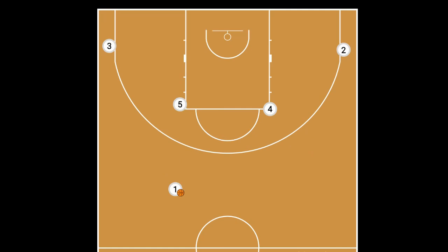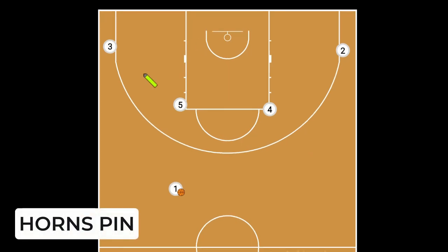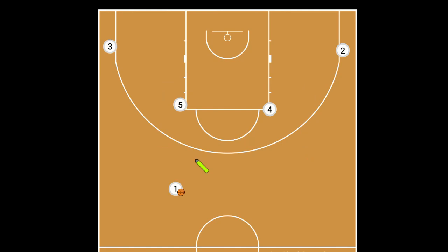Okay, so the next play that we're going to look at here comes from a horn set. So as we can see, right, we have our players kind of set up at the elbow here in a horns style. So we have our point guard here with the basketball, and we're going to have number 2 and number 3. We want those folks to be shooters, right? Just ready to be open for the basketball, right?